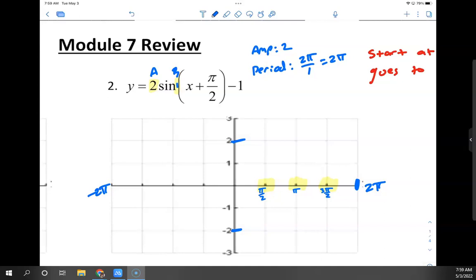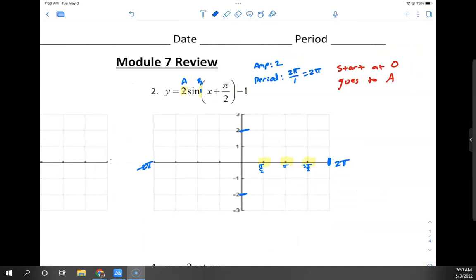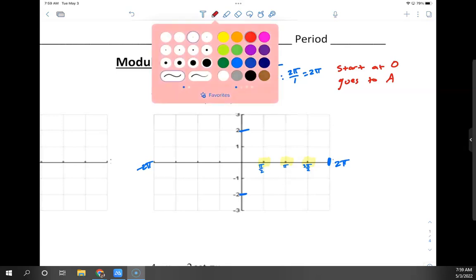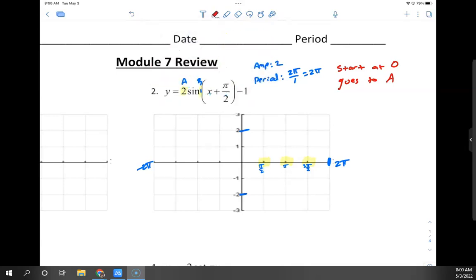So first step, label it. This is with sine and cosine. Second step, do the drawing where you start at 0 and go to A. Now I am going to be shifting this, so I'm just going to draw it lightly or do a dotted line. I'm going to start at 0, go to 2. 0, 2, 0, negative 2, 0. Just draw it a little bit lighter or dotted. You could do the whole side if you want, just follow the pattern.